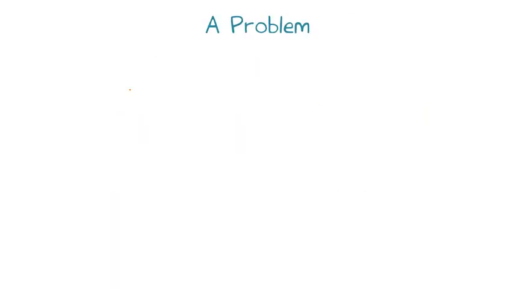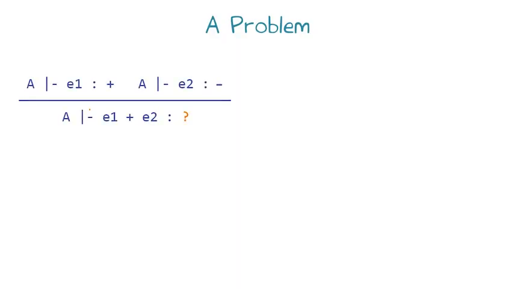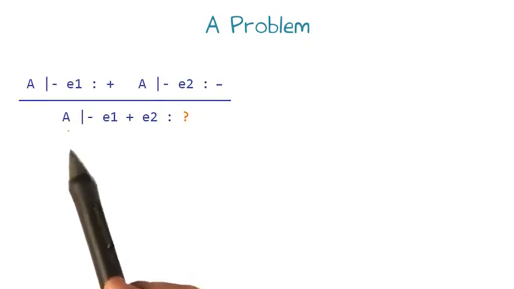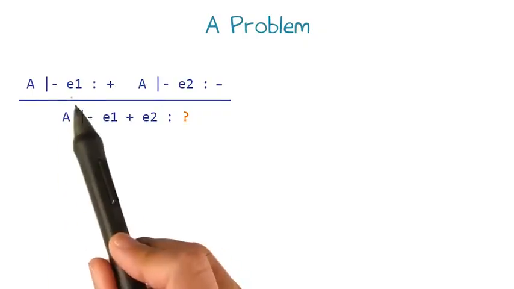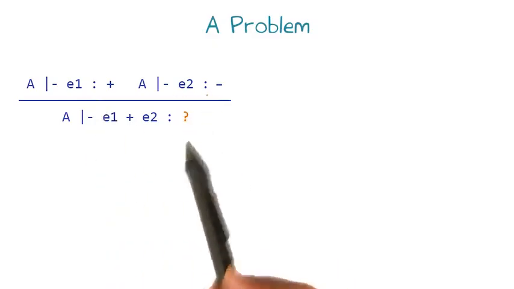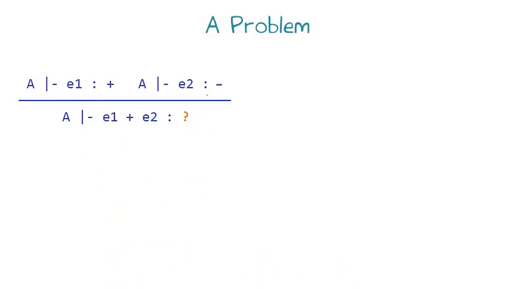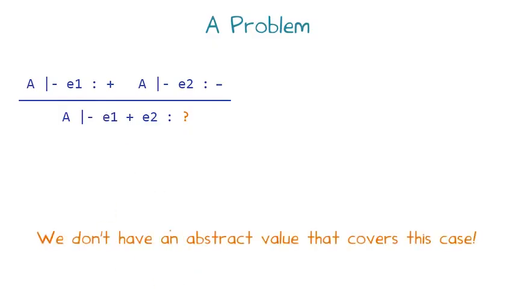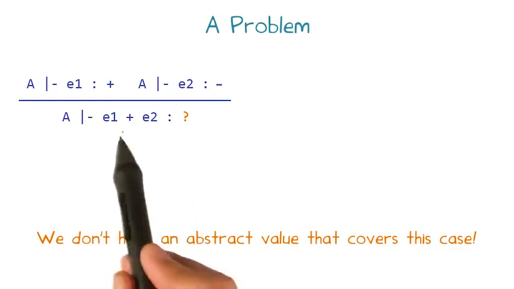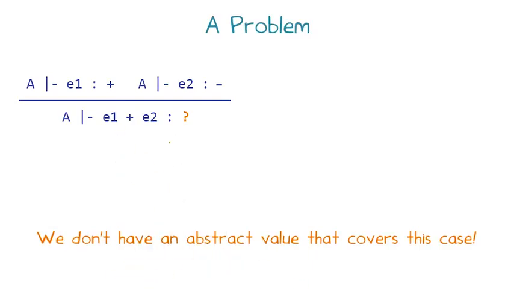So far, we have described rules for deriving the sign of the product of two expressions. However, what if we want to describe the sign of the sum of two expressions? Let's add the following rule. Under environment A, if it is provable that E1 has value plus and E2 has value minus, then it is provable that E1 plus E2 has value what? We have a problem here. We don't have an abstract value that covers this case. How do we solve this problem?